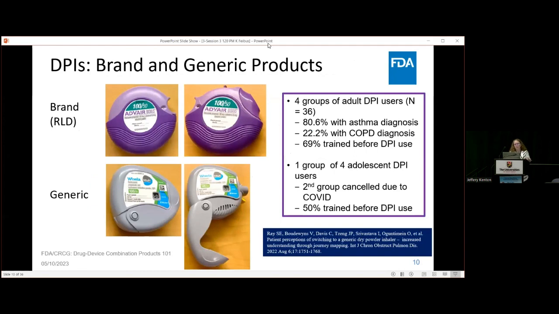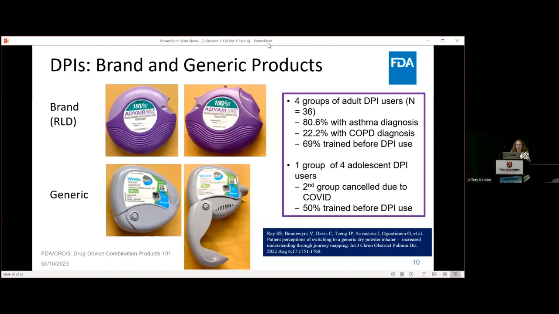And so these are the dry powder inhalers that were used. The comparison was between Advair Diskus and Wixela Inhub. You can see here that there were 4 groups of adults, and almost 81% of them had asthma, 22% had COPD, and 69% had received some sort of formal training on their Advair Diskus. In the one group of adolescents that participated in a focus group for the dry powder inhalers, 50% had been trained on their device. And the second group of adolescents was canceled due to COVID.